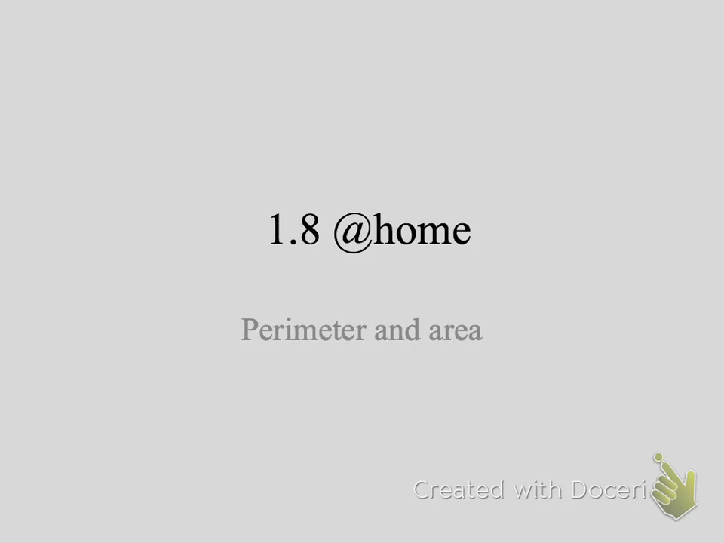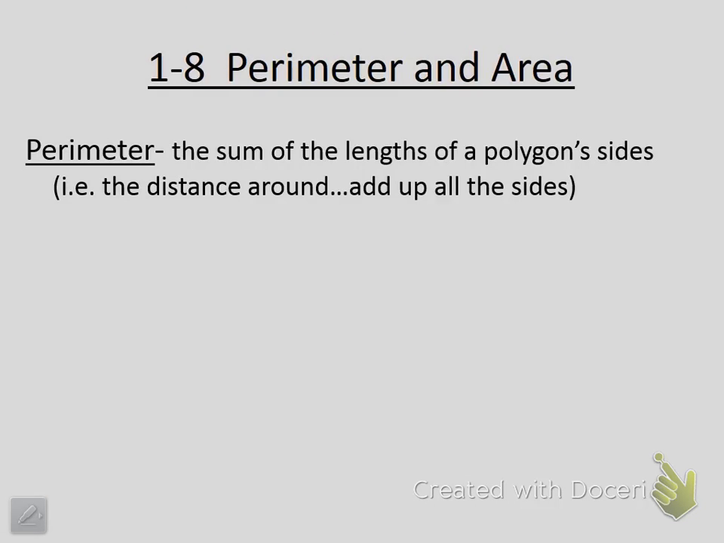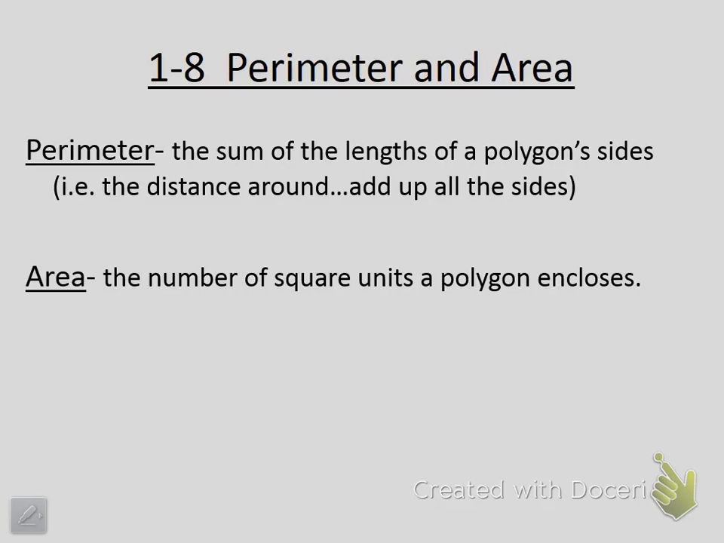So in this video we are doing 1.8 and we're going to be talking about the perimeter and area of different figures. So a perimeter is the sum of the lengths of all the polygon's sides, so the distance around. So we're just going to be adding up all the lengths on the side. The area is the number of square units in a polygon that a polygon encloses. Okay, so it's going to be the square units that are inside the polygon. So area is the whole thing, perimeter is just the outside.